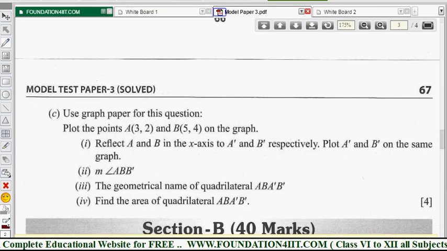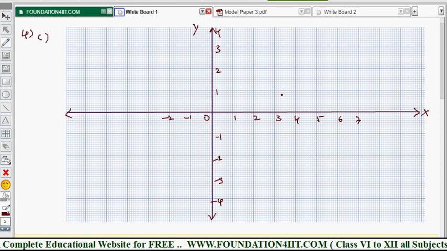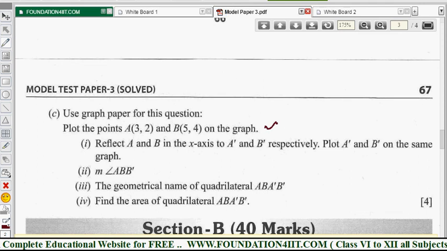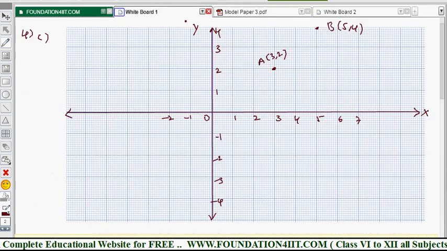First of all, we need to plot the points A (3, 2) and B (5, 4). A is (3, 2): x-axis 3, y-axis 2. So this is A. And B is (5, 4), so this is B. This is the first part, which we plotted on the graph. And now reflect AB on the x-axis.